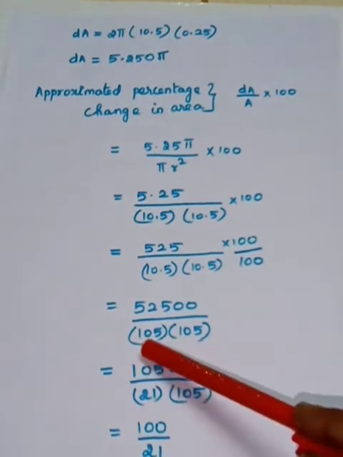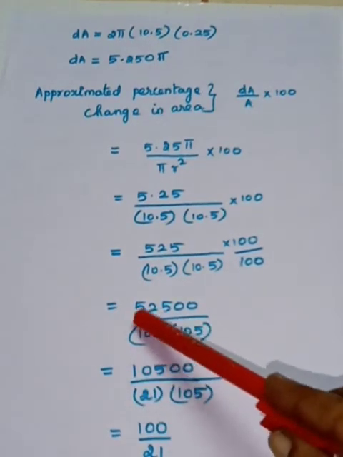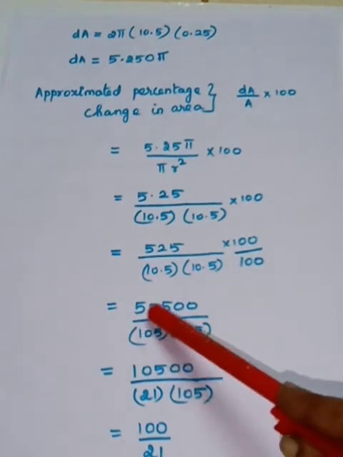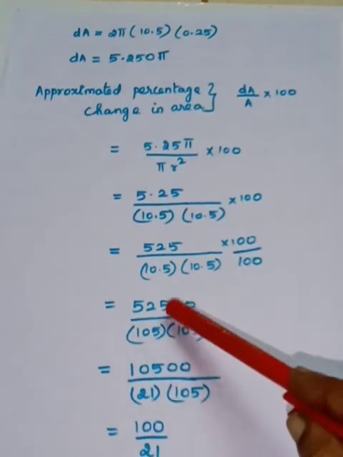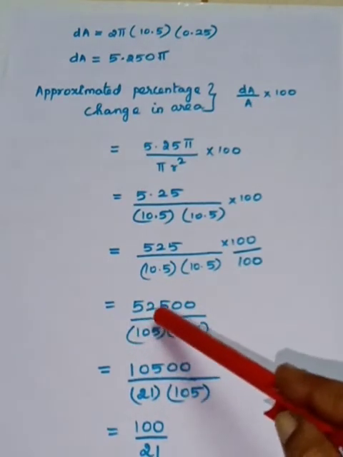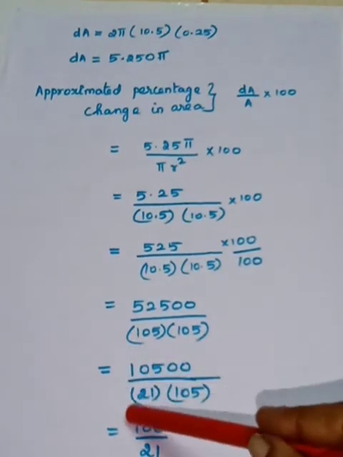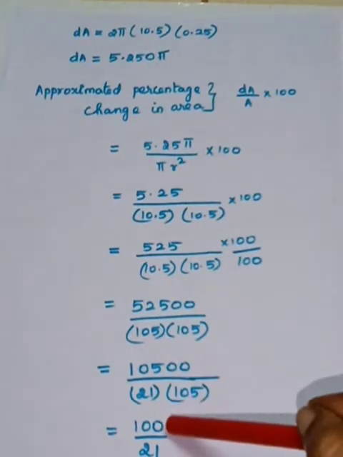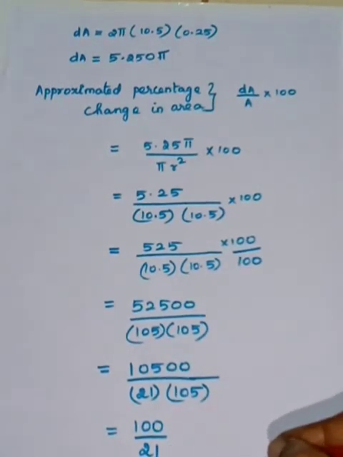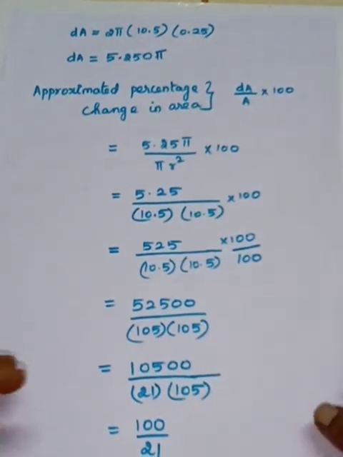2 5s are 10 and 1 5 is 1. So therefore 21 here. 1 5 is 5, and 0 and 25, 5 5s are 25. So if you divide it by 5, you will get 10,500 in the numerator, and in the denominator you have 21 into 105. So if we cancel these two, it is 100 by 21. When you calculate, it is 4.76. It's a percentage. So this is the approximated percentage change in area.